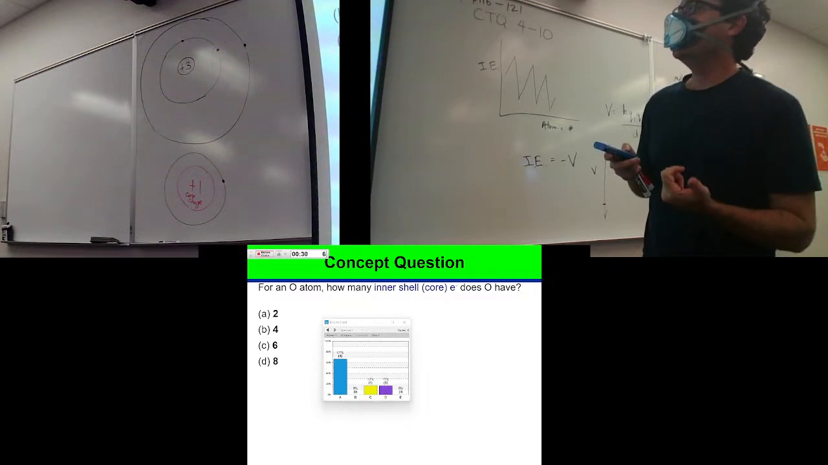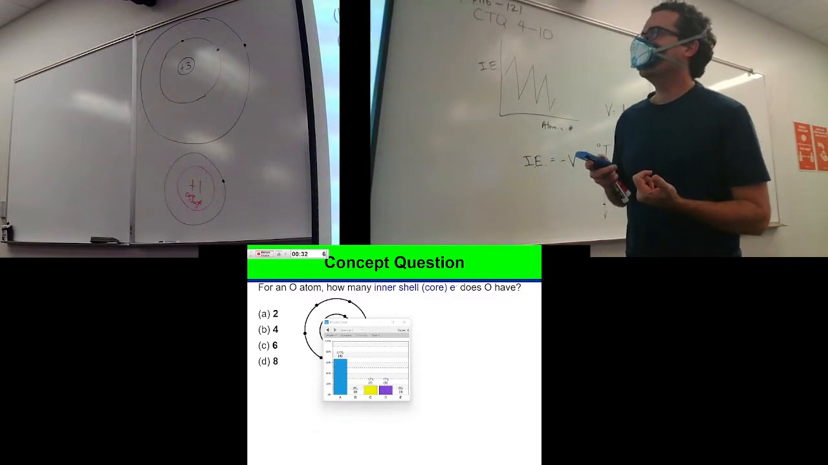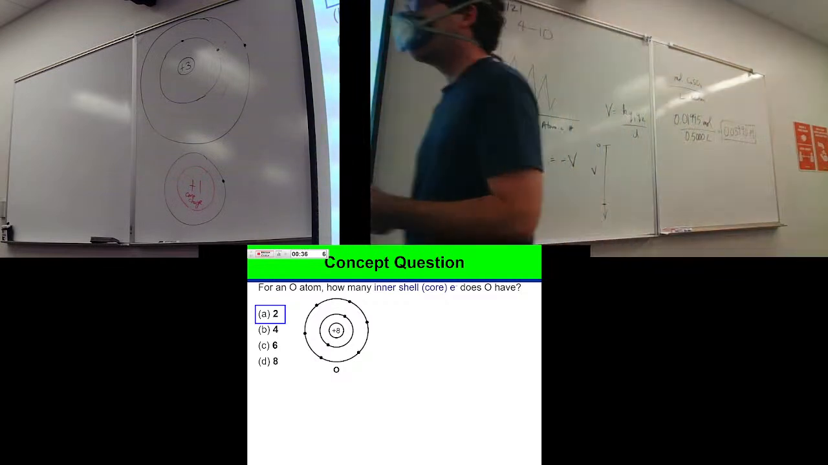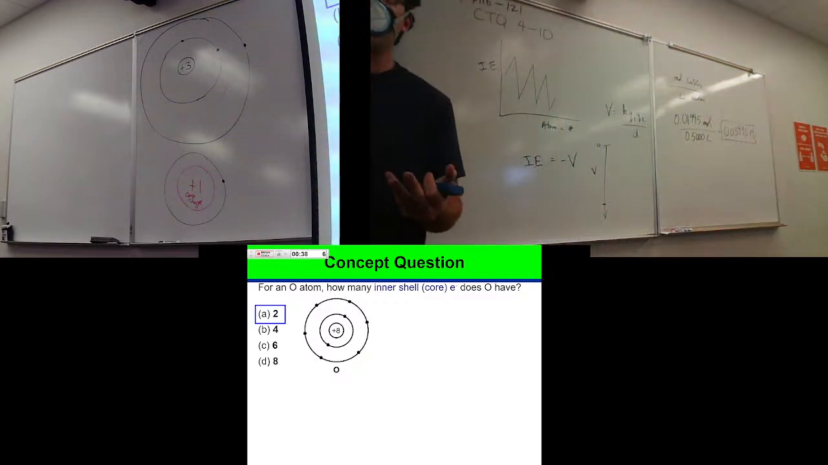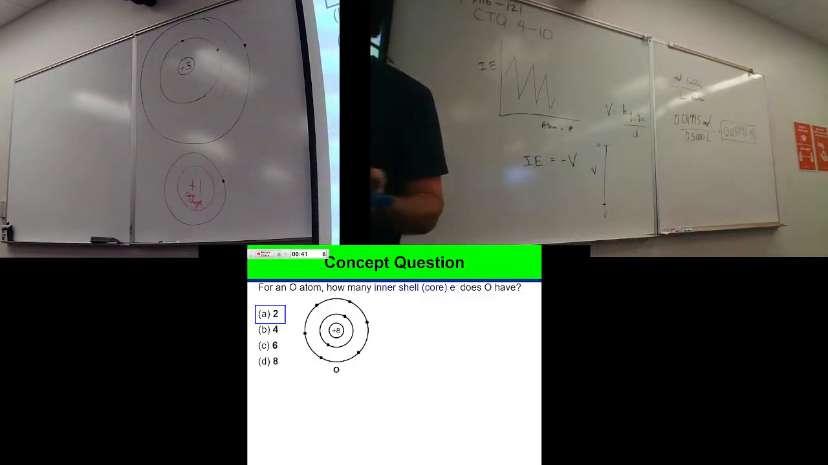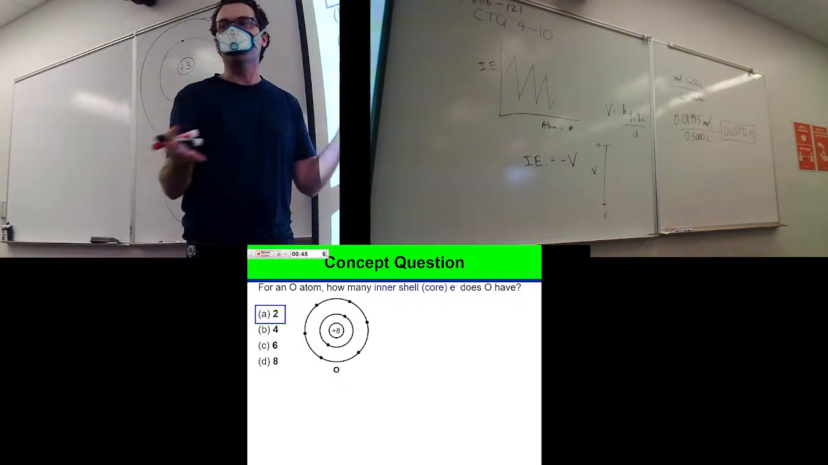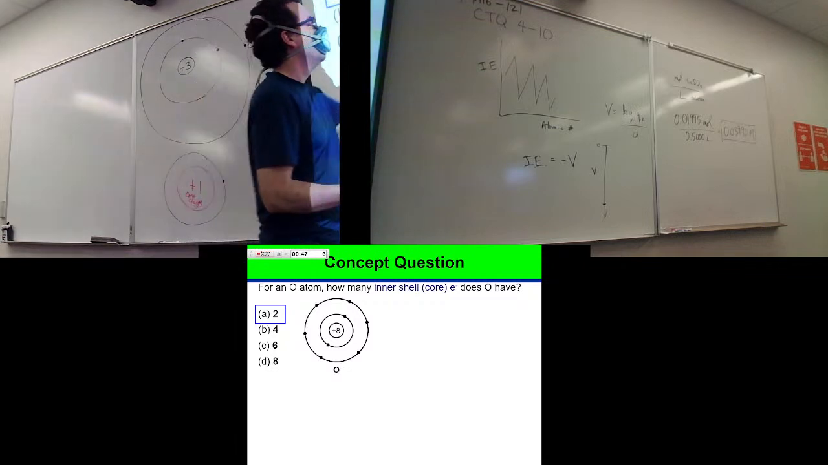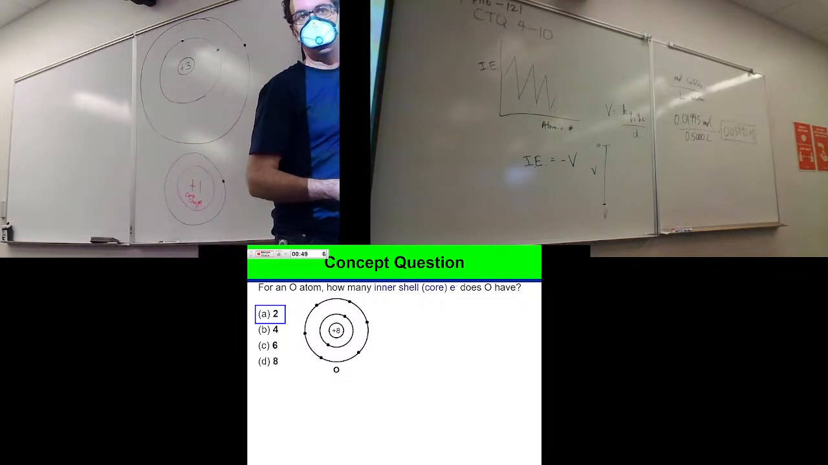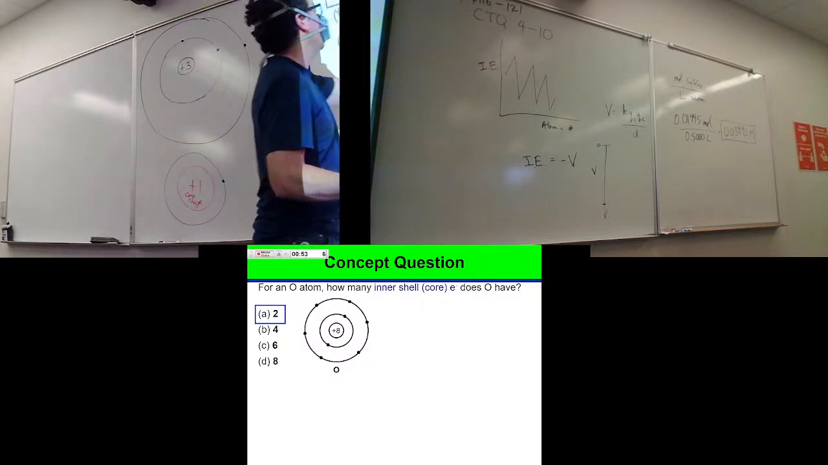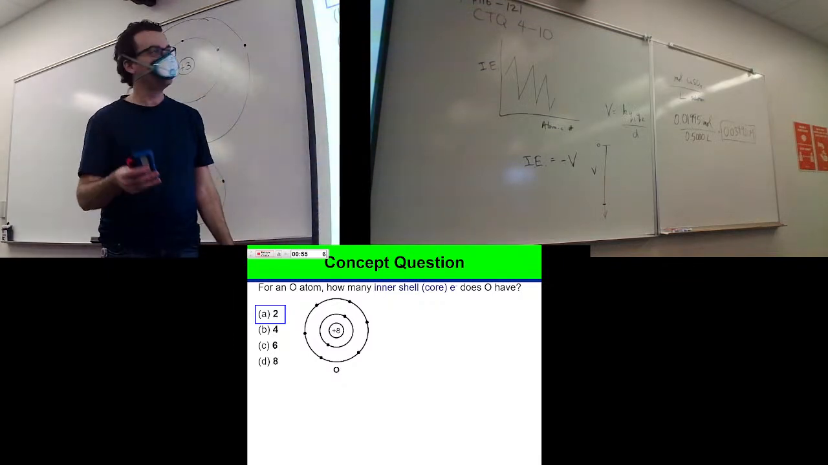So for oxygen, it has 2 inner electrons. Before we think about the inner electrons, we have to know what the valence shell is. This is the valence shell for oxygen. It's the outermost shell that has electrons in it, and everything else is an inner shell. So if there's anything else, there's these 2, and that's it. 2 electrons in the inner shell.